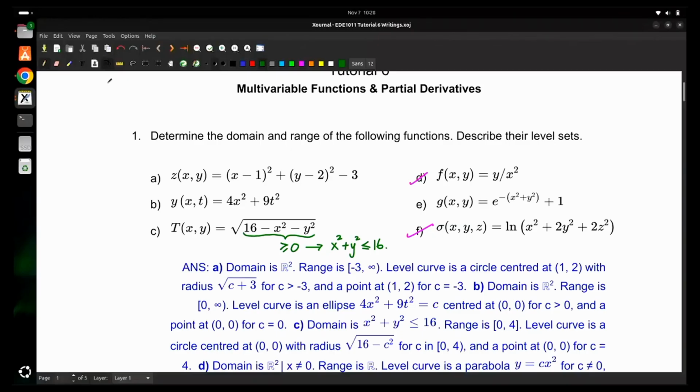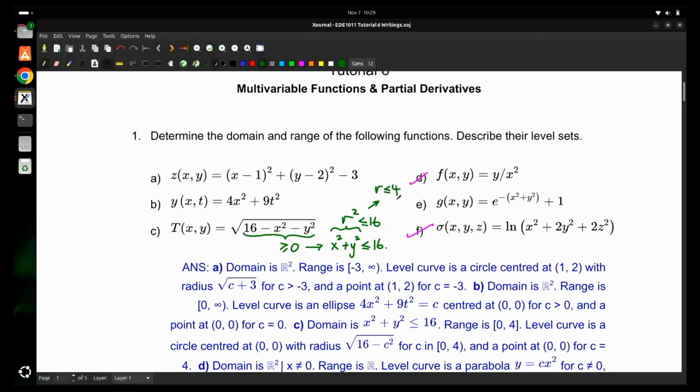Okay. If you change to polar coordinates, you can simply say that the radius must be less than or equal to 4. Because x squared plus y squared is actually r squared. So r squared is less than or equal to 16, which means r must be less than or equal to 4.